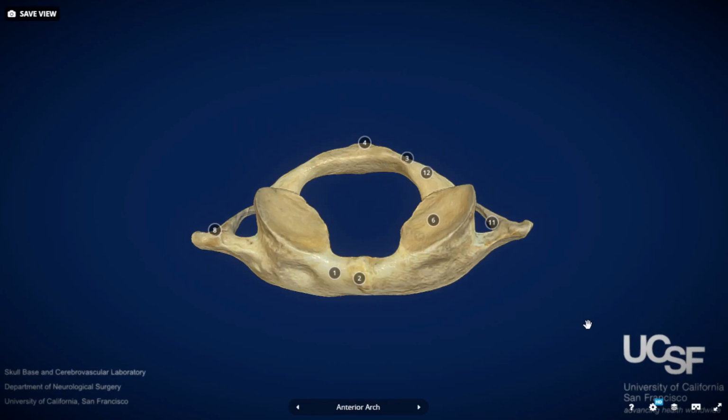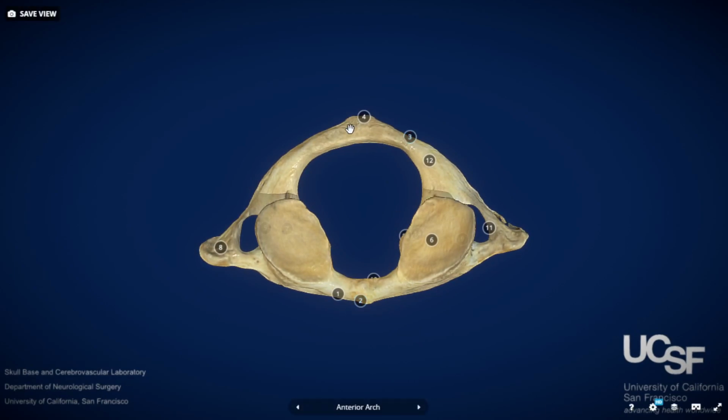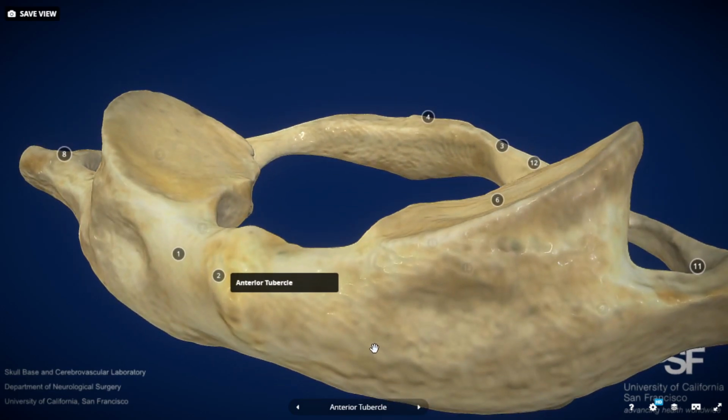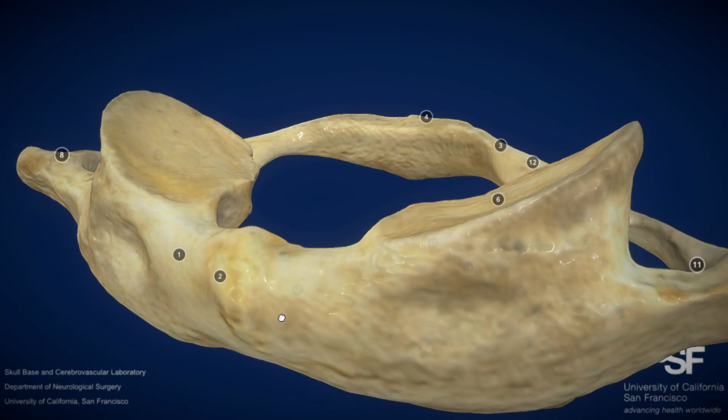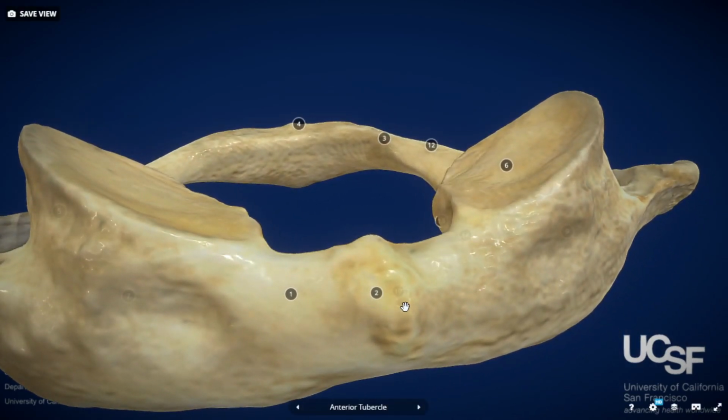Lying in a transitional region provides unique characteristics to the atlas, which is formed by two arches, an anterior and posterior arch, separated by lateral masses which have transverse processes. The anterior arch has a protrusion, also called an anterior tubercle. This is the place that is going to serve as an attachment point for the anterior longitudinal ligament and the superior oblique fibers of the longus colli.